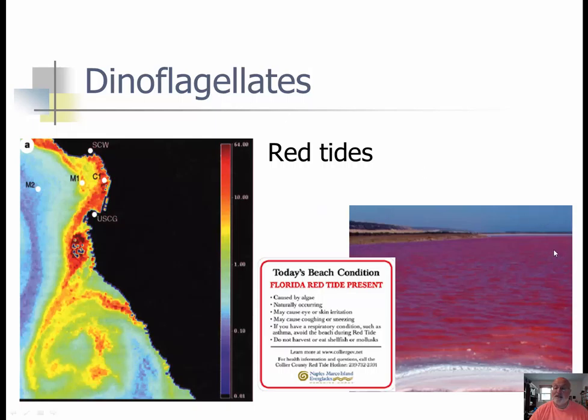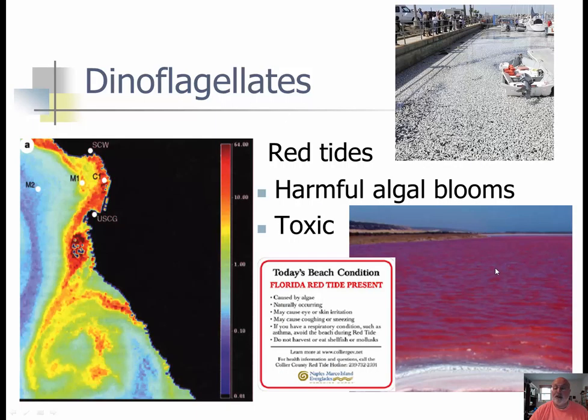And then the last slide, dinoflagellates, really cool critters. First thing, they tend to be sort of reddish in color, and they also tend to make what's called red tide, and that may actually look really cool, except that it's harmful, produces poison. And you can see it's caused by algae. It's naturally occurring. There is some talk about pollution actually causing this more often.